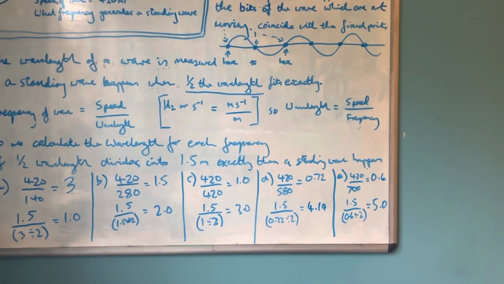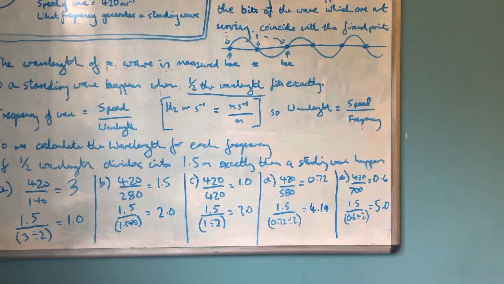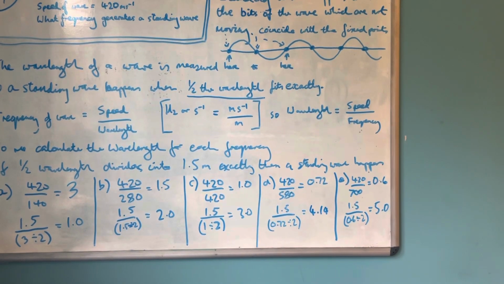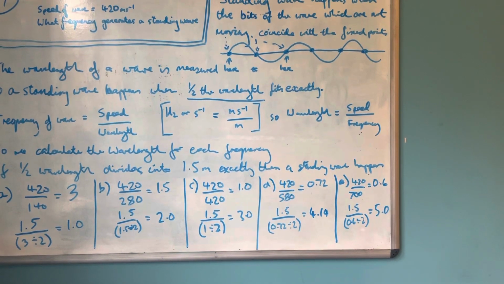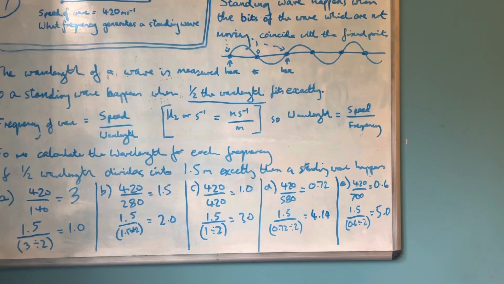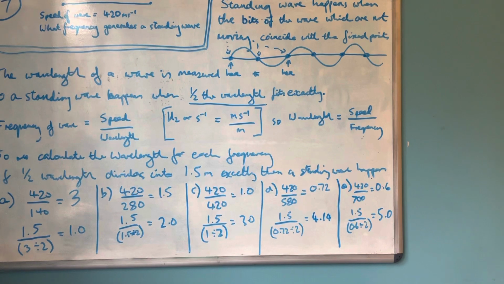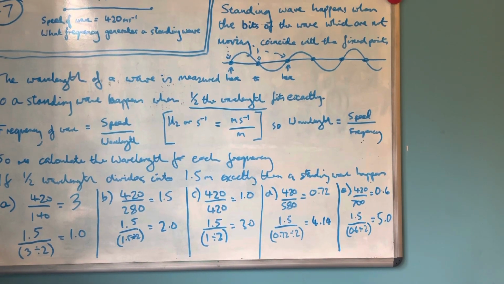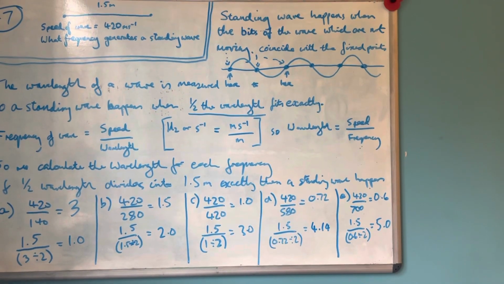D, frequency now is 580. So 420 divided by 580 equals 0.72. 1.5 divided by 0.72 divided by 2 equals 4.14. That's not a round number, therefore standing wave will not occur.